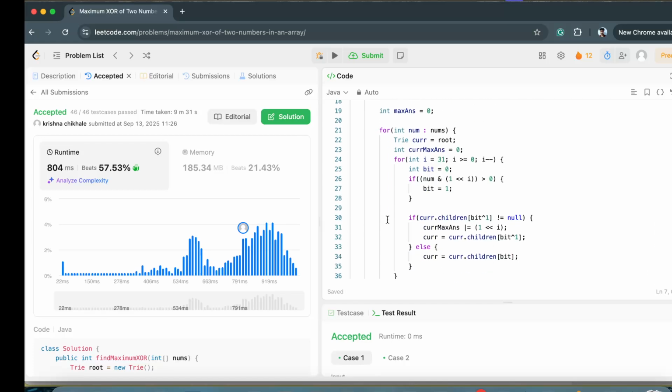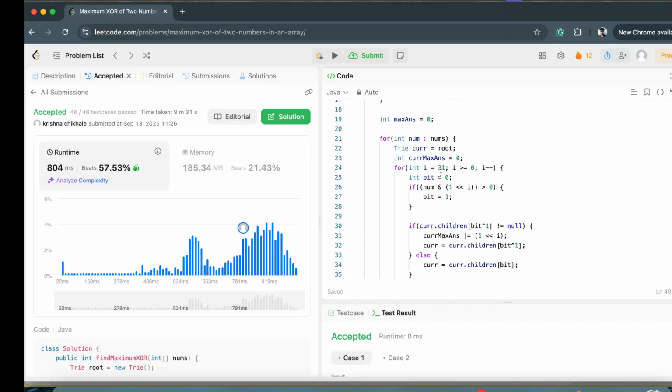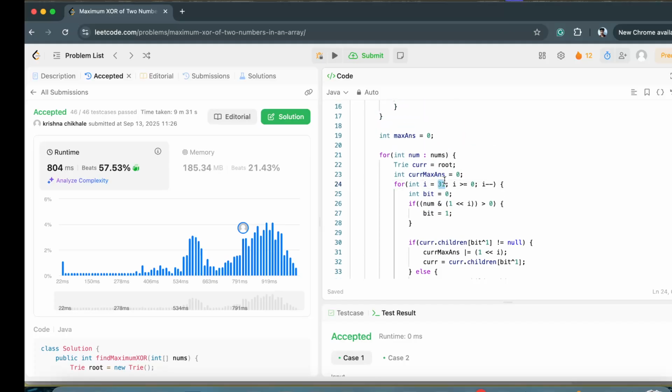And for space, we are just building this trie. Building this trie, if we have n numbers, means n nodes each with 32 different bits, so it is going to be n cross 32. That is going to be O(n) only, obviously. So the time is going to be n cross 31 or 32, we can say that, because it starts from 0 all the way to 31. That means we have 32 bits, right? So n cross 32, both the time and space complexity is what we get.